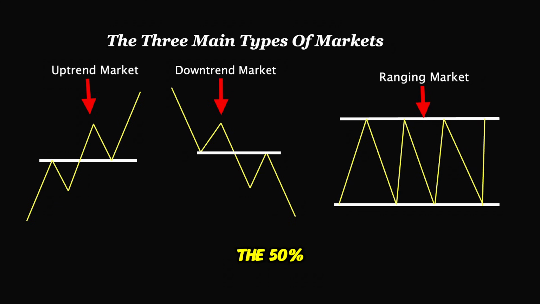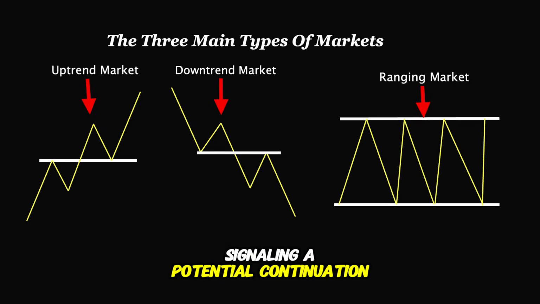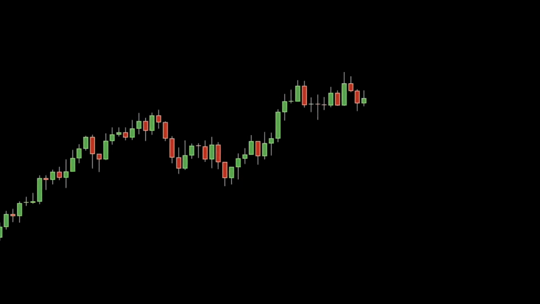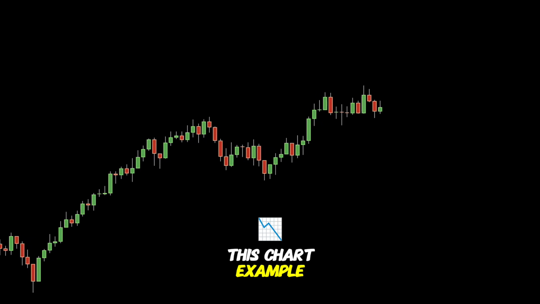The 50% and 61.8% levels are key because they often mark the end of a retracement, signaling a potential continuation of the trend. Take a look at this chart example.